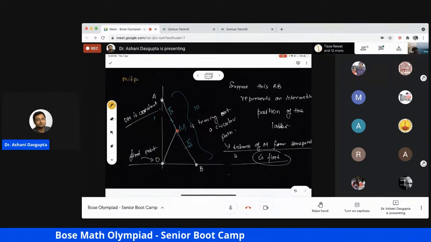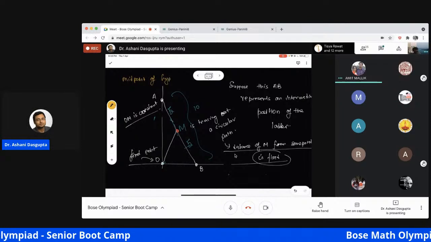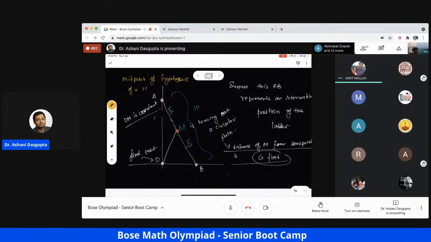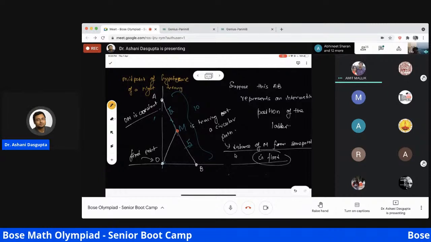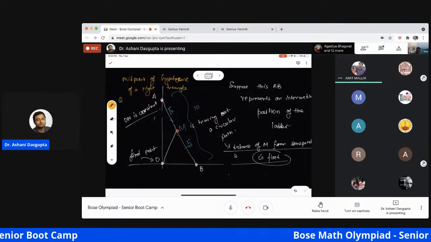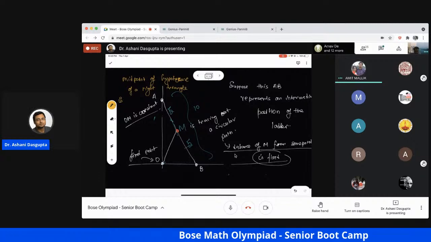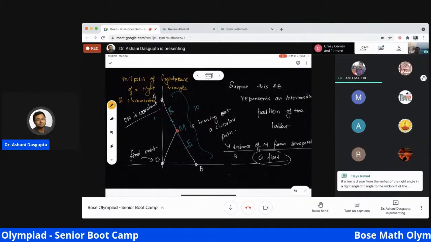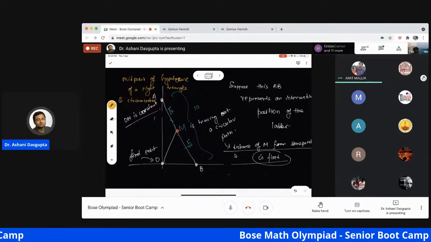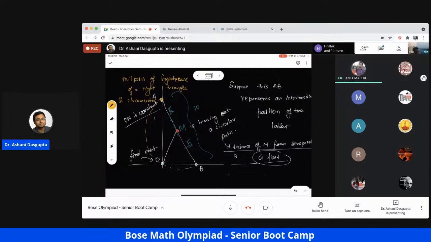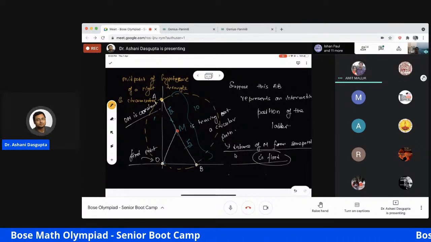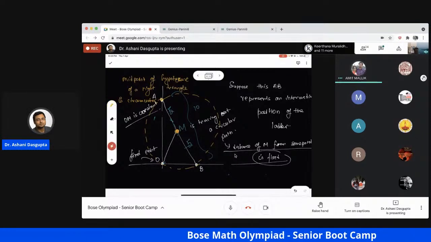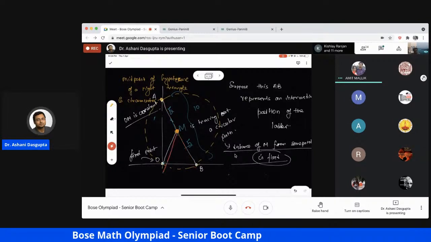Midpoint of the hypotenuse of a right triangle is the circumcenter. That means it is equidistant from all the vertices. So it's like this: if you draw a circle passing through all three vertices of the triangle, you can show that M is the circumcenter of that circle. That means it is equidistant from A, from B, from O.